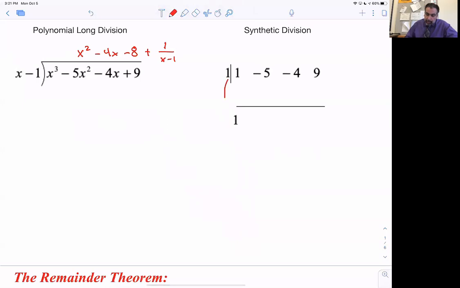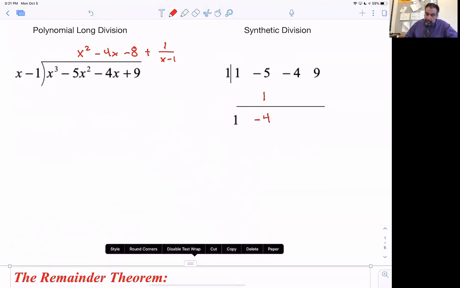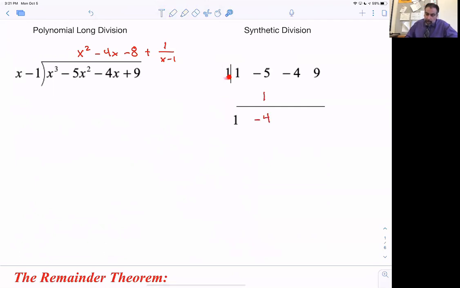You do this number 1 times 1, and then you write it here in the next spot, okay? So 1 times 1, you get 1. You write it underneath the -5. From there, you add that column. So when you add this, you get -4. So now you're going to do the 1 times -4. And when you do that, you write it up here.